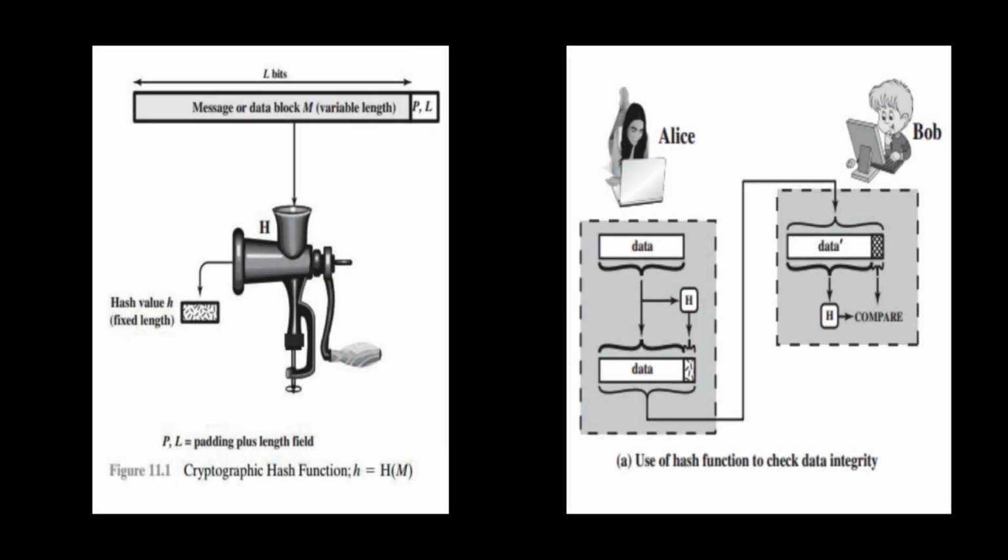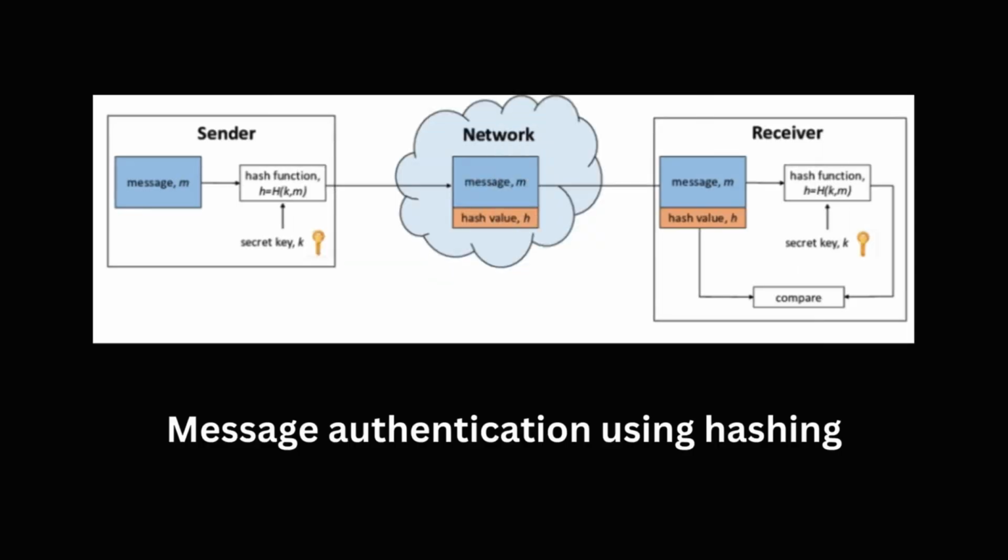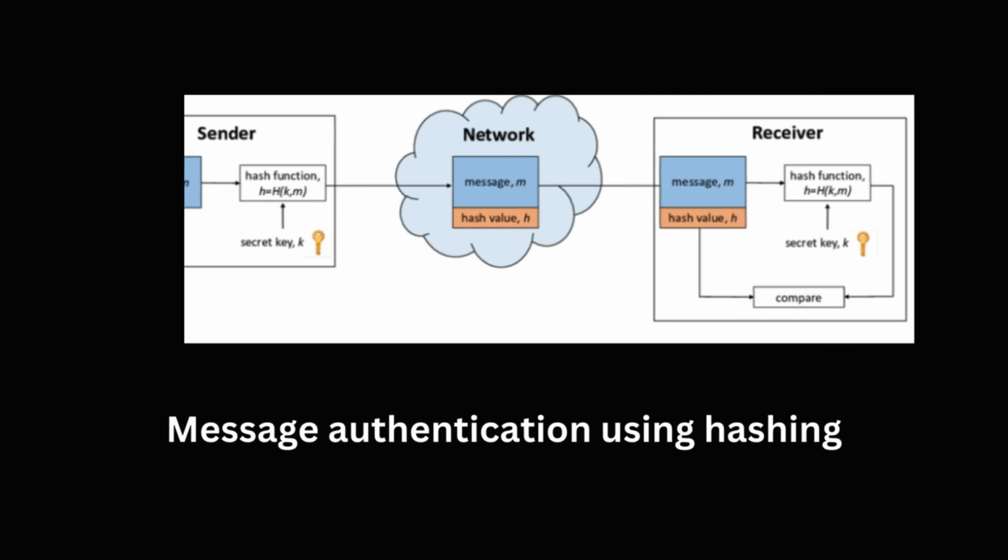The first figure depicts the general operation of a cryptographic hash function. As can be seen in the second image, the sender generates the hash and appends it to the message, and upon receiving the message, the receiver also generates the hash from the message. The hash values generated by the sender and the receiver are compared to verify the integrity of the message. We will now look into some block diagrams to understand how hashing can be used for message authentication.